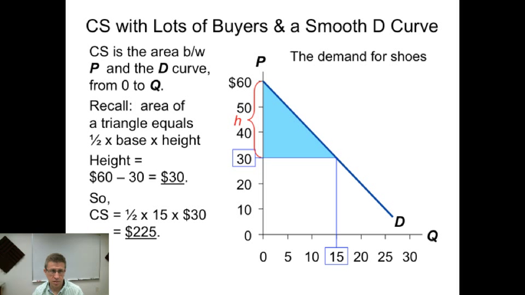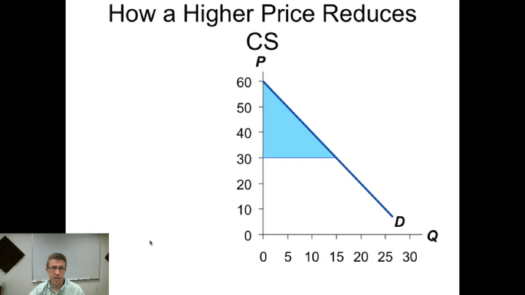The base on these is going to equal the quantity on almost every example we go through. The height, sometimes you have to do very simple subtraction, right? 60 minus 30 in this case. But the top point on the demand curve down to the price gives you the height of the triangle. So 15 times 30, that is 450, but then you have to multiply by 1/2 because it's 1/2 times the base times the height. Gives you a consumer surplus of $225.